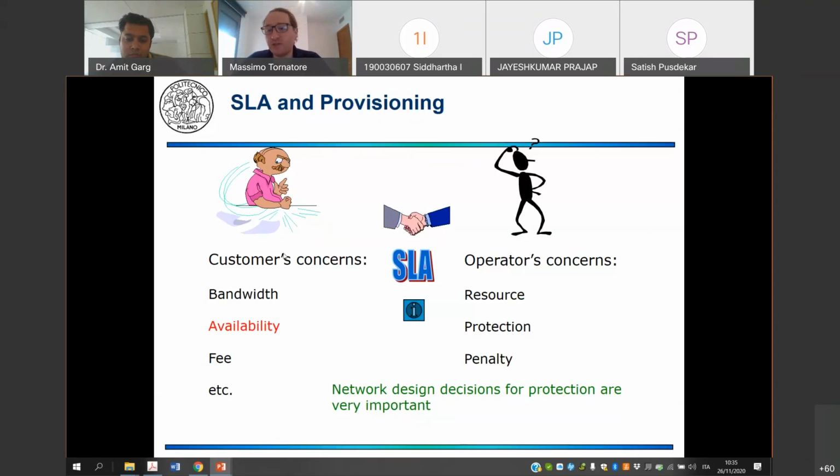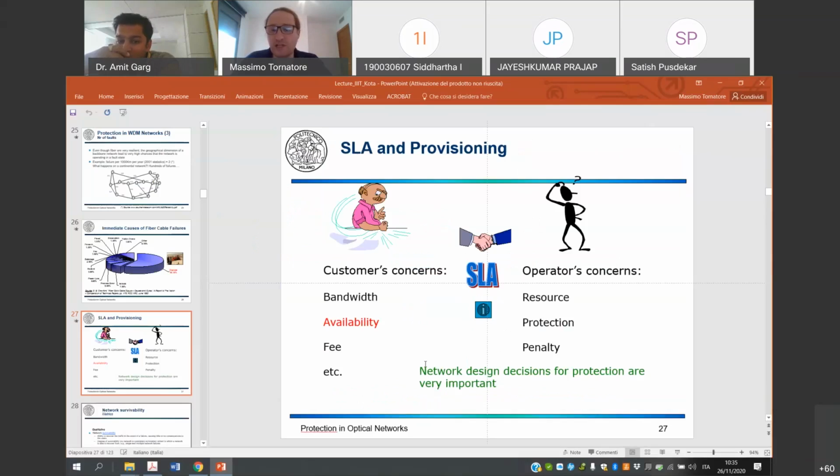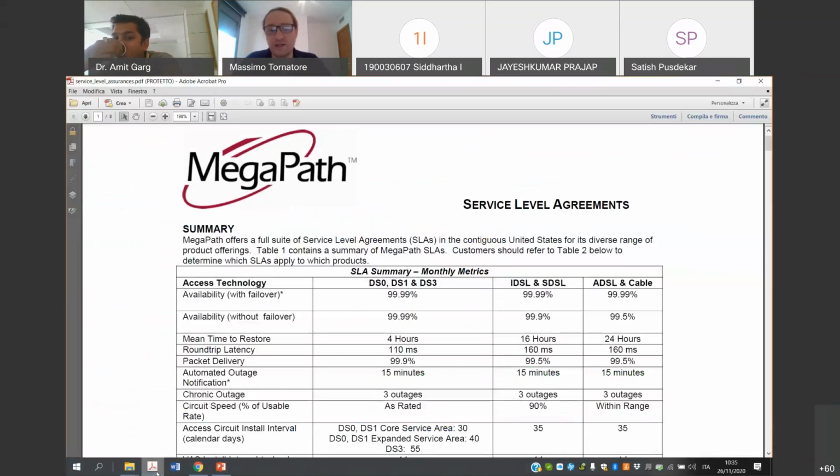Typically, the customers ask for a specific metric of quality in terms of protection, which is called availability. If you look on the internet for service level agreements of operators, you see that service level agreements typically refer to availability, which is the percentage of time in which the network is available for them. Okay, so this is just one example, from MegaPath. If you want to look it up, it is freely available.